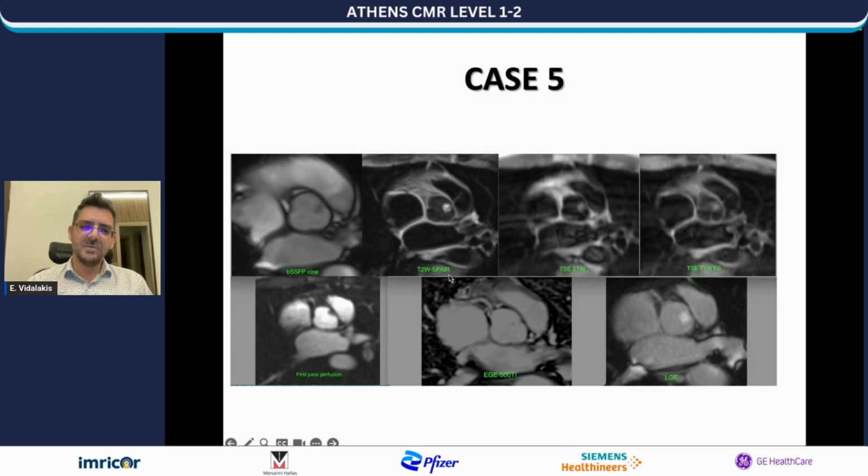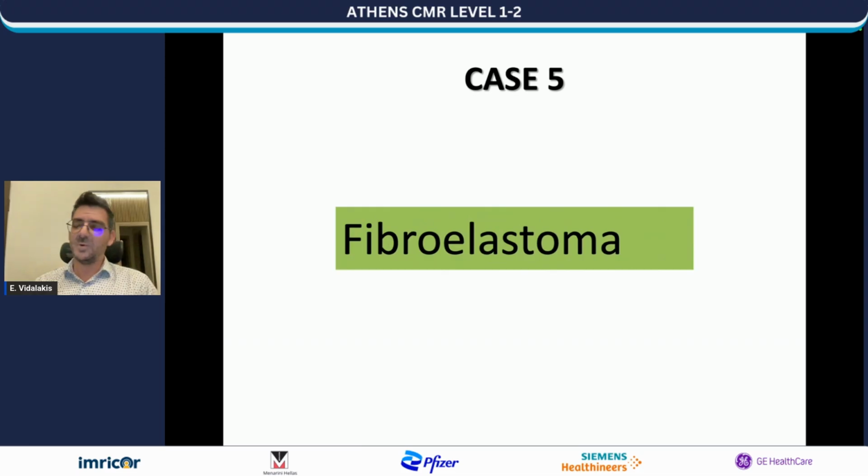On the T2 weighted image, it has a high signal intensity. On the T1 weighted image, it has high signal intensity, which doesn't suppress with the fat suppression. So it's not a lipoma. On the perfusion, it doesn't uptake like the other myocardium. And as you see here on the late gadolinium enhancement, it has a lot of uptake. This means that this mass has a lot of fibrous tissue. So this is a fibroelastoma.